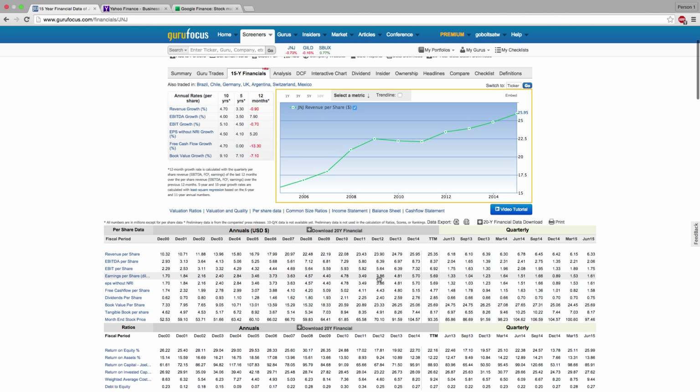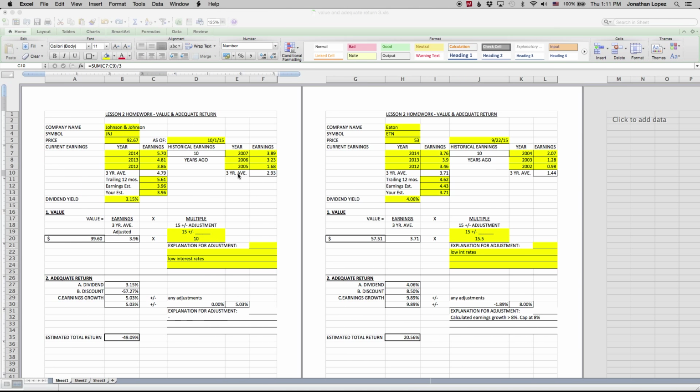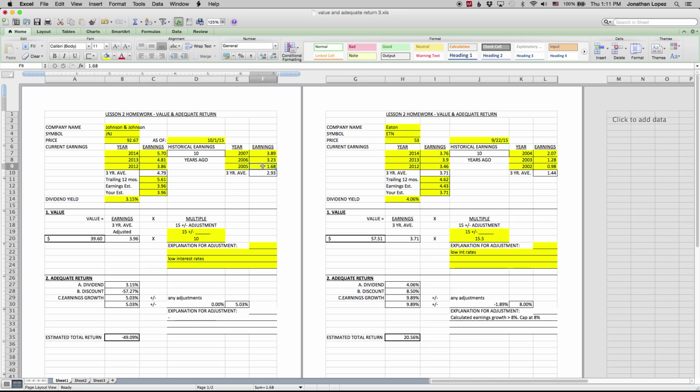So I did 12, 13, and 14, so I'm going to do 2, 3, and 4. December 2, 3, and 4 is going to be 2.16, 2.40, and 2.84. So I got 2.16, 2.40, and 2.84. And this is 2004, 2003, and 2002. Okay, so I got 3-year averages 10 years ago, the most recent 3-year average, and then let's look at the trailing 12 months.